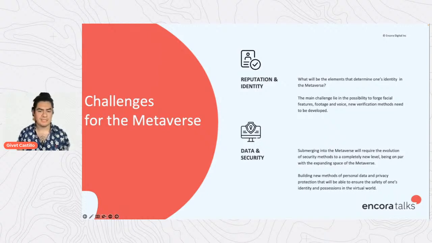The second one will be data and security. Even though companies and organizations keep revolutionizing their IT security systems, data privacy and security has been a long-running concern for users of any online environment. So this will require building new methods of personal data and privacy protection that will be able to ensure the safety of one's identity and possessions in the virtual world. So we have these two different challenges.